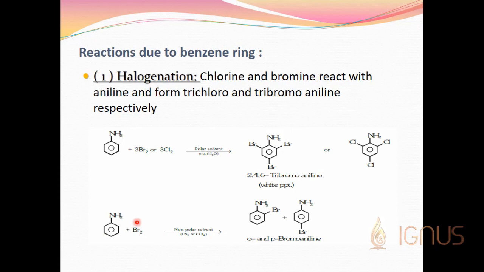If you're doing the same reaction in non-polar solvent, then you may get two different products. That means orthobromo product and para-bromo product, in different proportions. Remember, if you are using polar solvent, you will be getting tribromo product. If you are using non-polar solvent, then you will be getting ortho and para product.